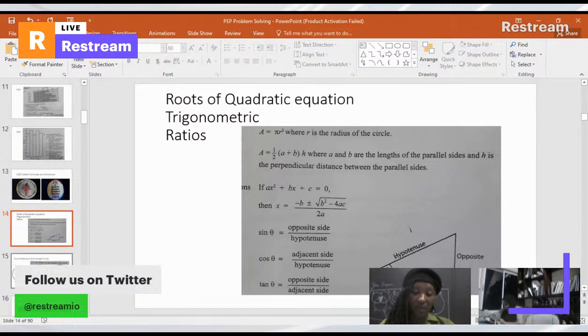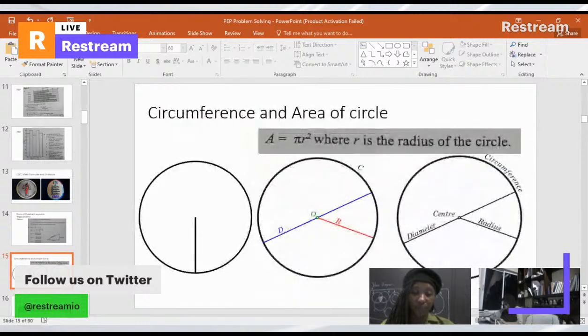So here we go. We're looking at the very first one, and that is the circumference and area of the circle.